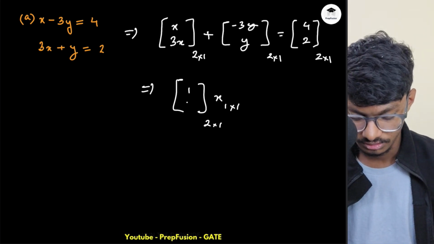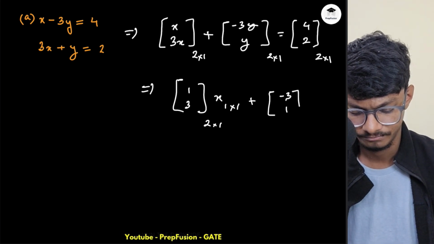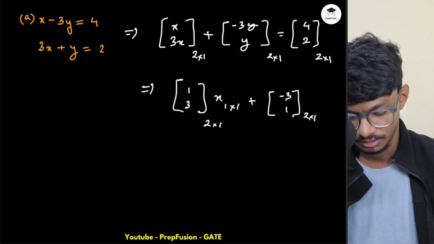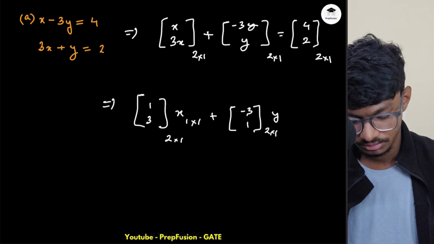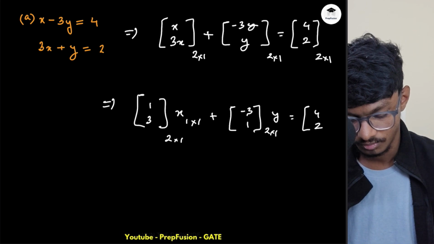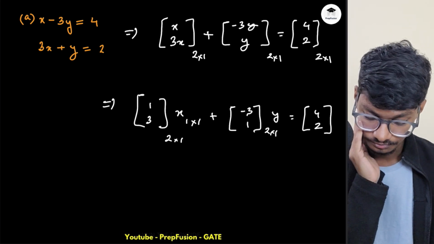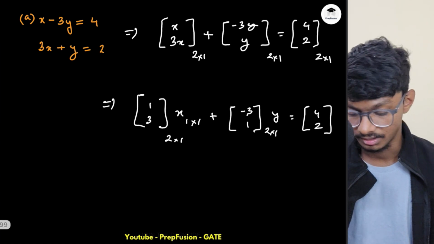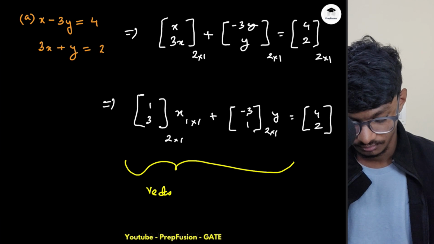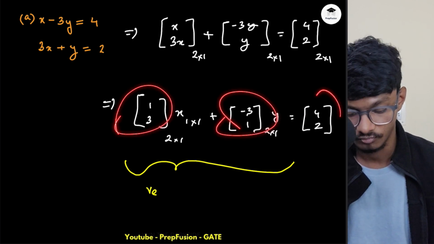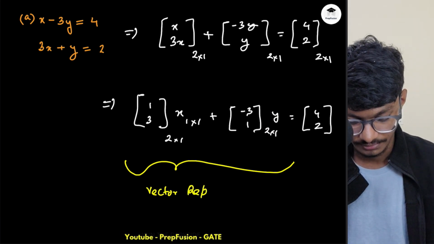So this will be (1, 3) x, plus, again, y will be behind (-3, 1), which is 2 cross 1, times y, equals 4 comma 2. Okay, so this is my matrix basically. Now this is the vector interpretation. Vector means you have either one single column. We'll come to vectors and all those things later on, don't worry. This is the vector representation.